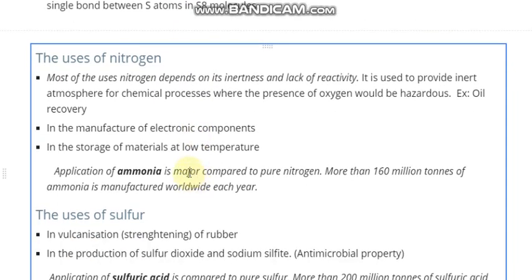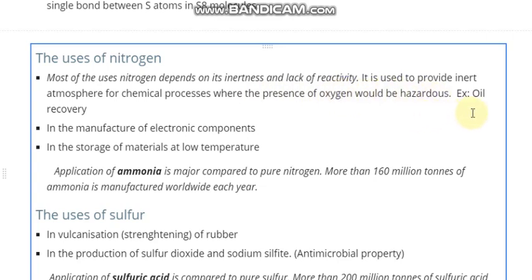When we concentrate on the uses of nitrogen, the important usage of nitrogen is because of its inertness or lack of reactivity. In some chemical reactions, we need an oxygen-free environment, and nitrogen is the main gas that can provide this. Since nitrogen is an inert gas, it provides an inert atmosphere where the presence of oxygen is hazardous for the reaction.